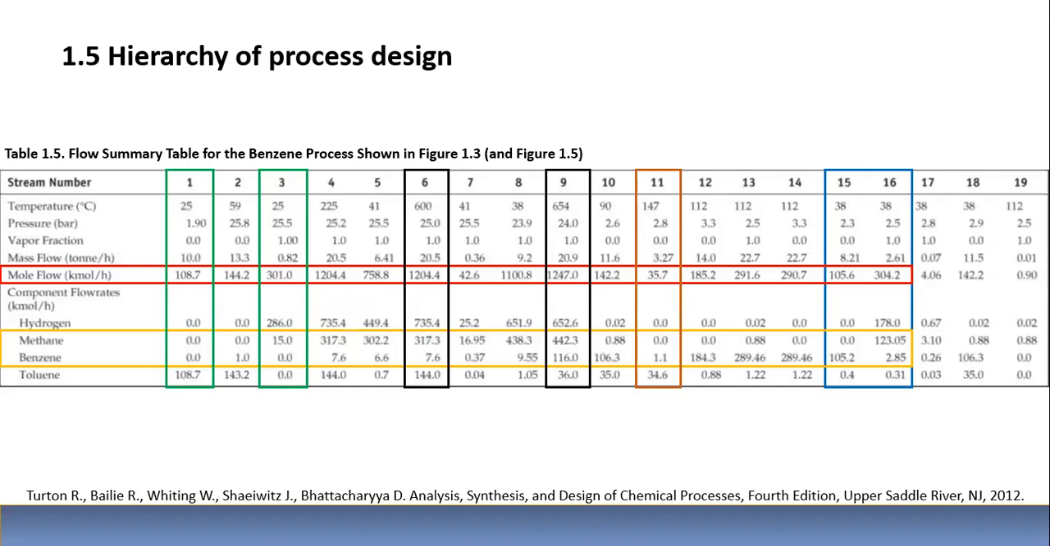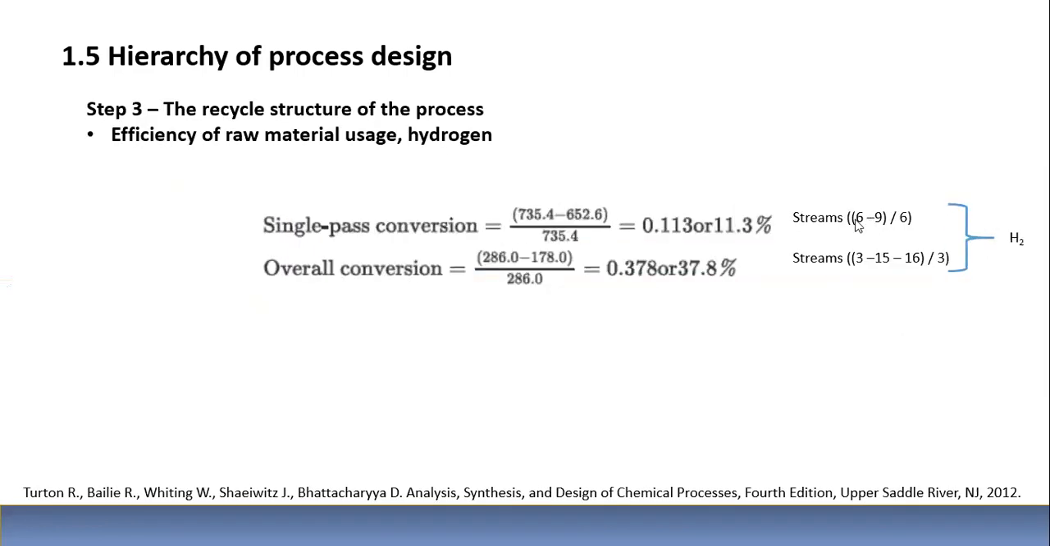So on stream 6, we have 735.4 kilomoles per hour of hydrogen coming in. And as a result of the reaction, we still have 652.6 kilomoles per hour of hydrogen. And so that will be this quantity minus this quantity divided by this quantity, the 735.4. And that's what we see right there: stream 6 minus stream 9, the hydrogen-containing streams, divided by stream 6, which is 11.3%.